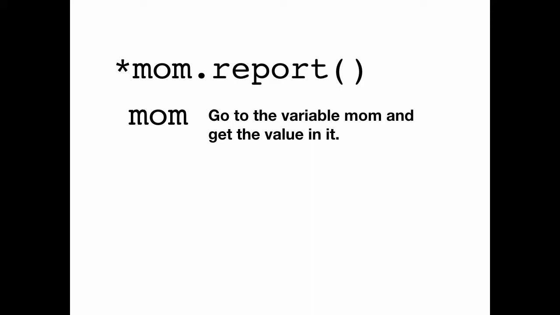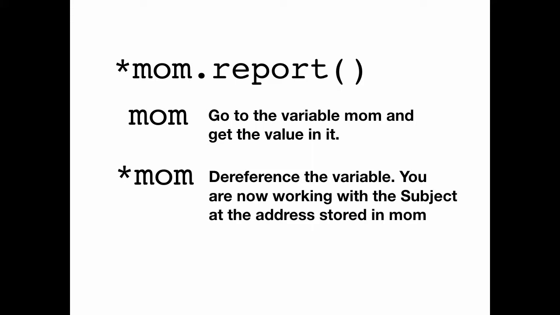We just dealt with the mom part, so we have a star and we have a dot report. Star. So the star means dereference that variable, right? So we know that mom is an address, and if we dereference that address, we end up at a box. What is in that box? It's a subject, all right? If we just have the variable, we know it's an address. We don't know what value it is. But if we dereference the address, we know that we are working with a subject object. Okay? So now we have a subject object.